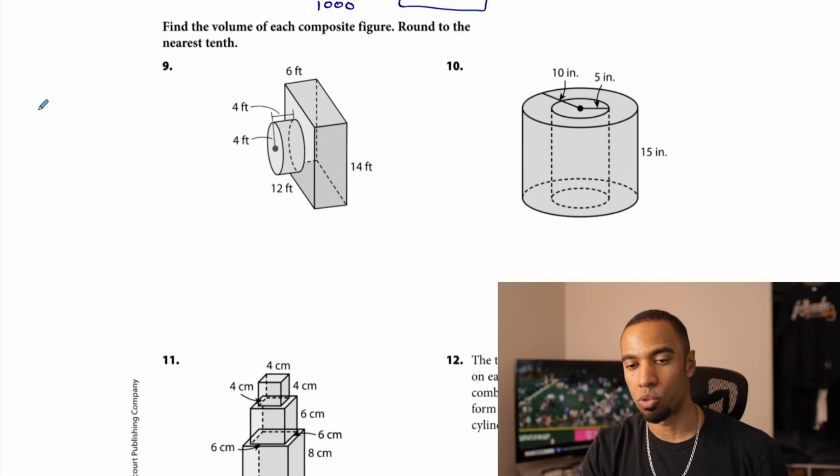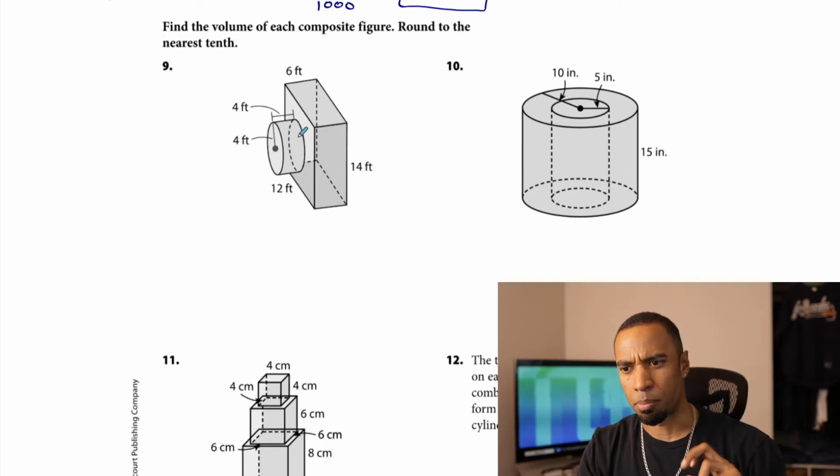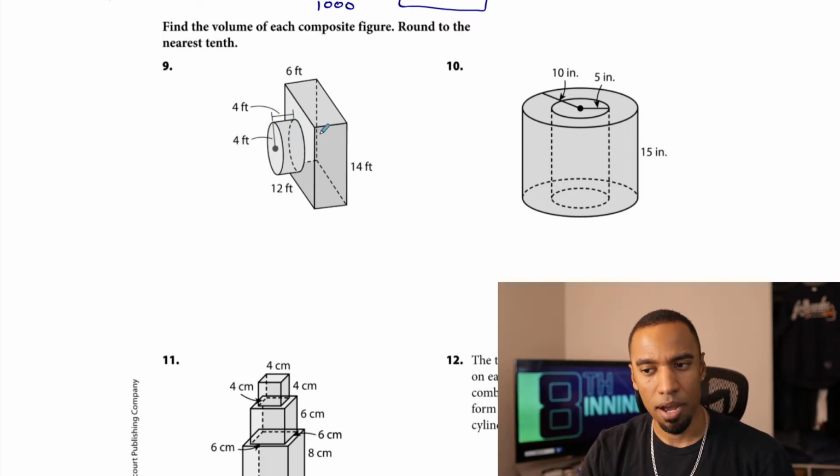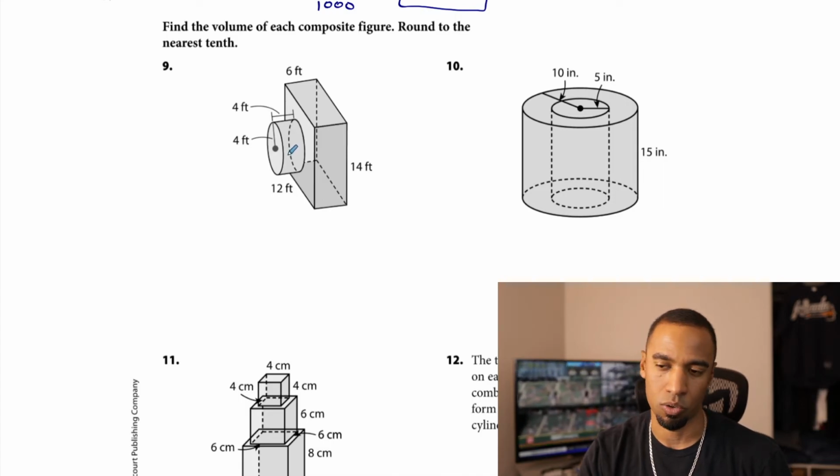So what I'm going to do to keep these separate is I'm going to find volumes of parts in separate ways, okay? So composite figures is your regular figures that you talk about, and then they're either on top of each other or removed.